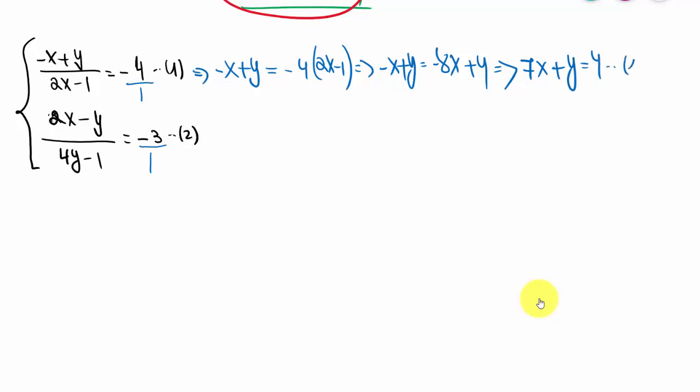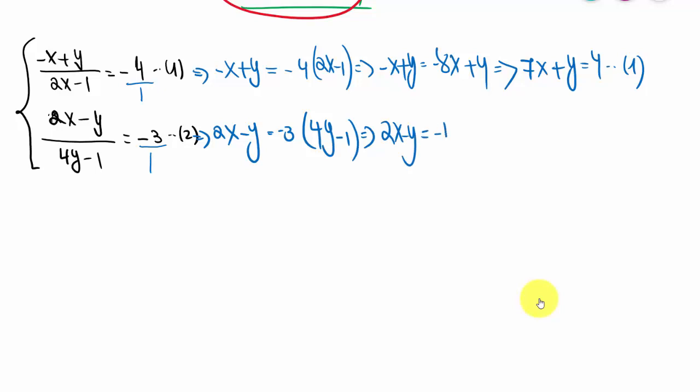The first equation is done. We apply the same steps to the second equation. What we get is 2x minus y is equal to minus 3 times 4y minus 1. From here 2x minus y is equal to minus 12y plus 3. If you take minus 12y to the other side, it becomes plus. With that, 2x plus 11y is equal to 3 is the second equation.